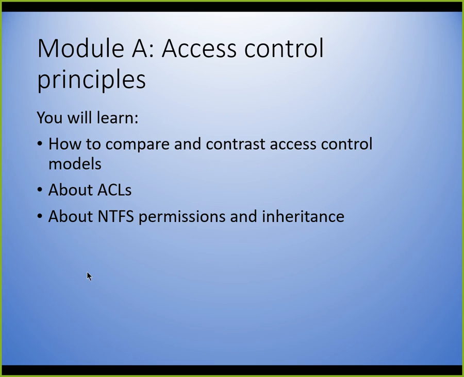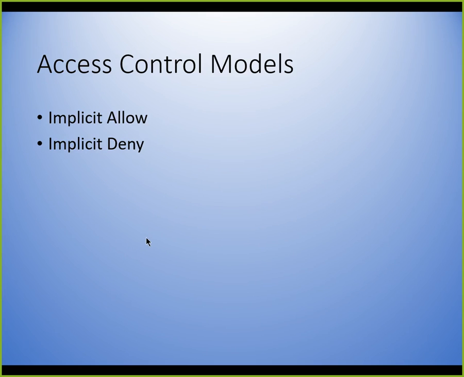In Module A, how to compare and contrast access models. And we're going to have different modeling for the way we have access. And ACLs, access control lists, we've looked at them on routers. These are going to be a little bit different. We're going to have the access list for permissions, basically. And then the NTFS permissions and inheritance. We've already taken a brief look at permissions. We'll look at permissions again for a few minutes. And the first one here is access control models.